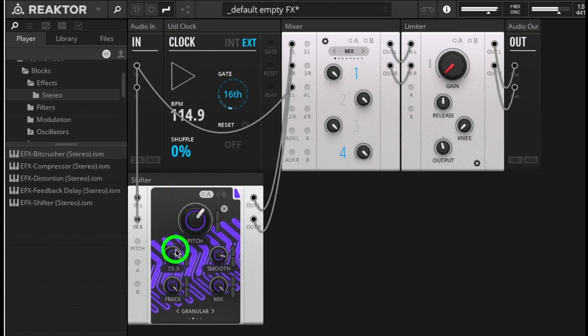Tear the sound apart. Rip it to pieces. Okay, that's the granular. Let's look now at the incredibly noisy frequency shifter.